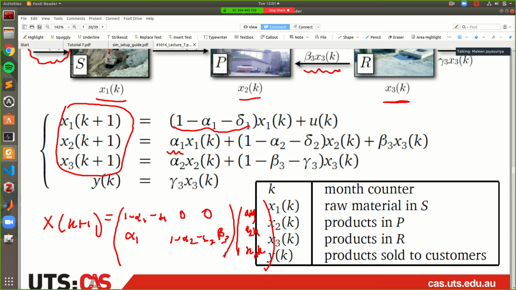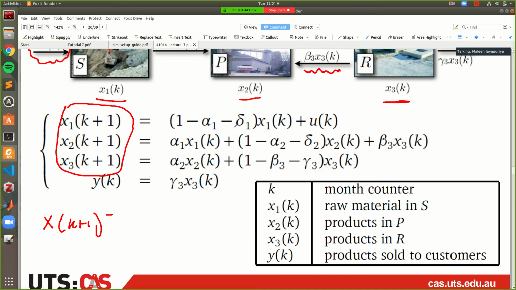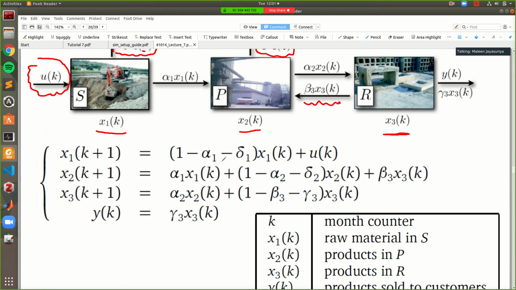And then our final row is going to be, there is no alpha 1 term here, so that's going to be 0, and alpha 2 is going to be our second term, and our third term is going to be 1 minus beta 3 minus gamma 3, right? So there's nothing fancy here. All I've done is written this out in matrix form, right? So once you write this out in matrix form, you will get the state space model essentially, right?